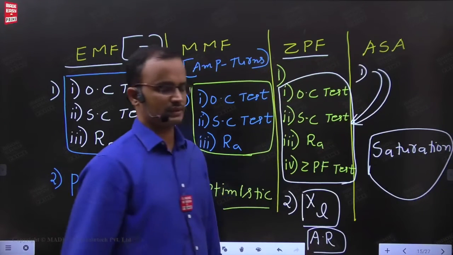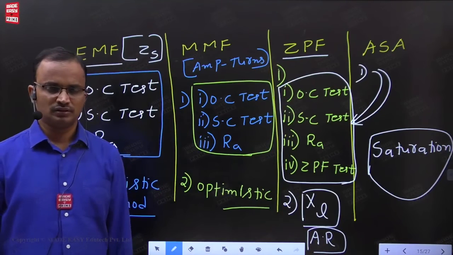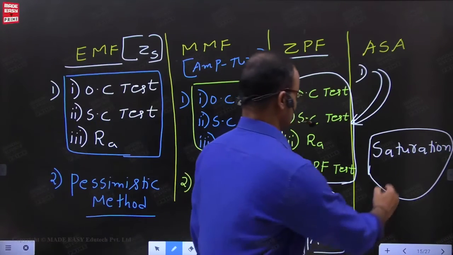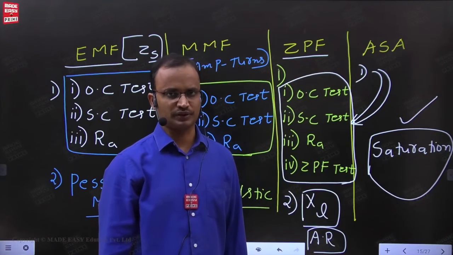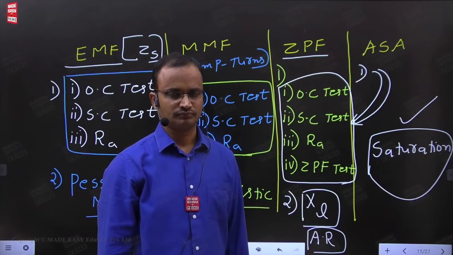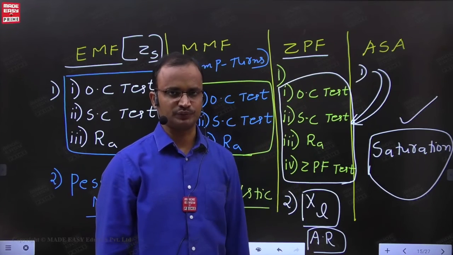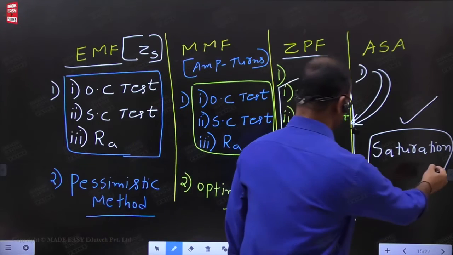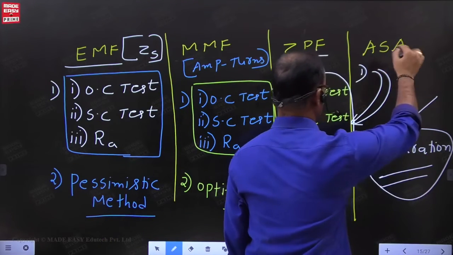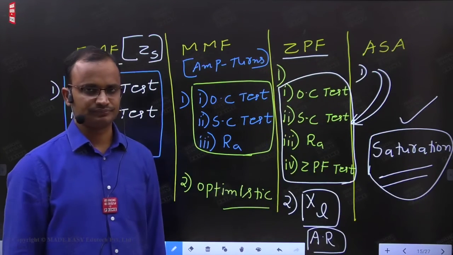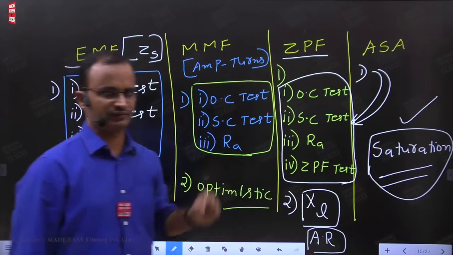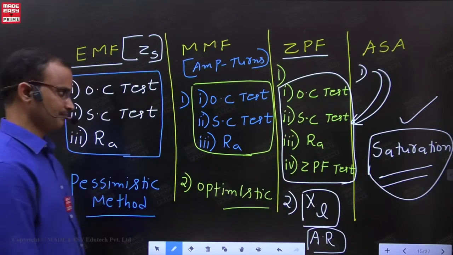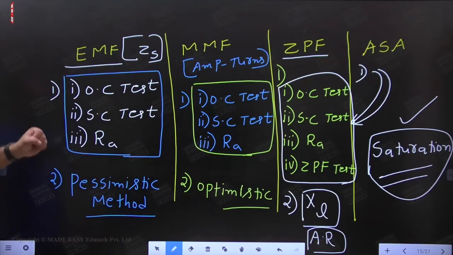In the case of ASA, the additional advantage is that in the calculation, the saturation effect is also included, the saturation of the magnetic core. This is the additional advantage of the ASA method. From the objective questions point of view, just remember this.